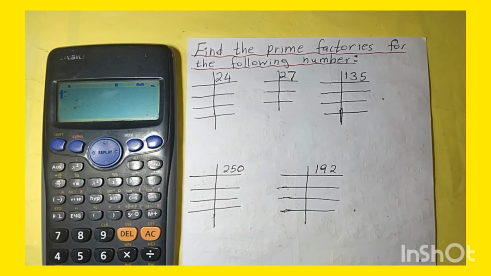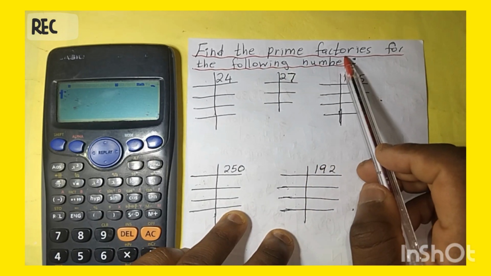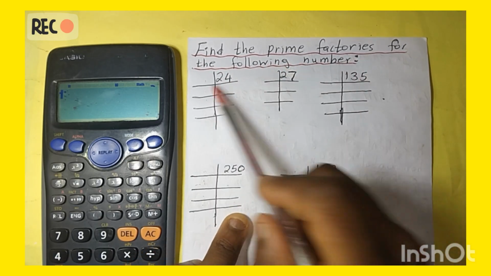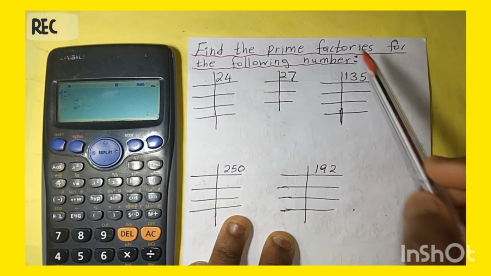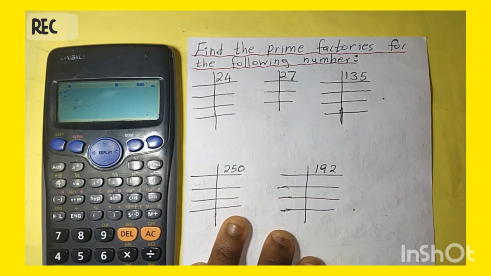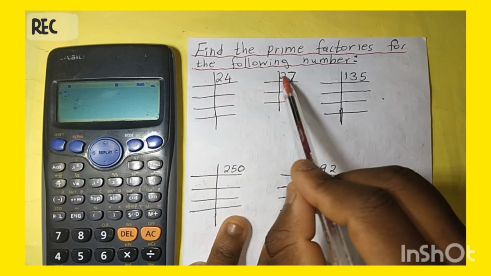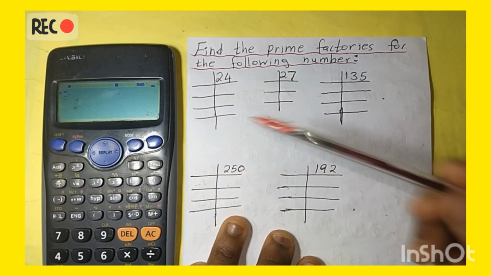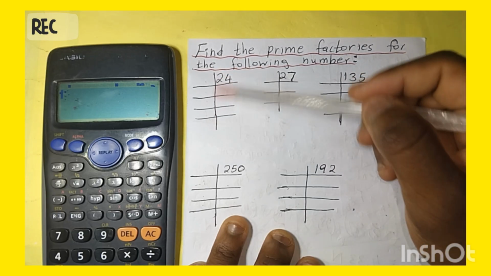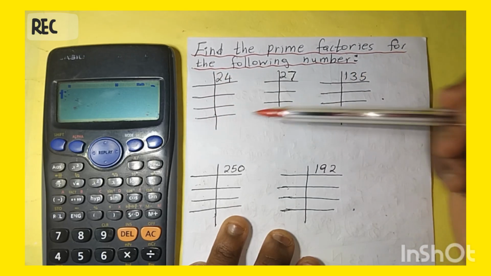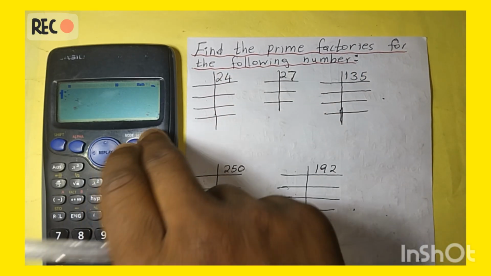So in this lesson, guys, what will be happening is I'll be finding prime factors. Find the prime factors for the following numbers. In order for you to get the prime factors, these are the numbers that they gave you, and make sure it is in a table format. Do you see? That's the format, guys. So this is what you will do.